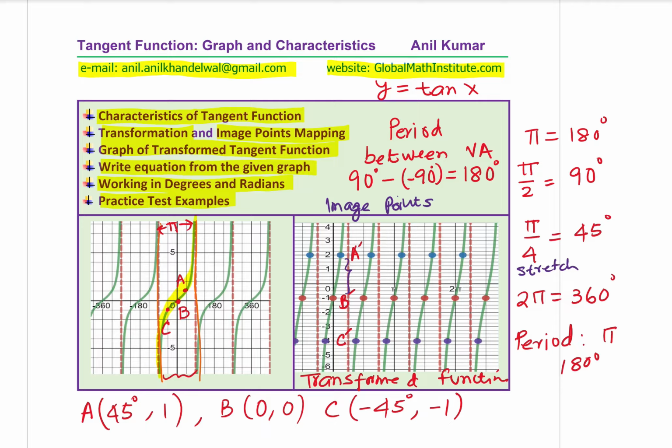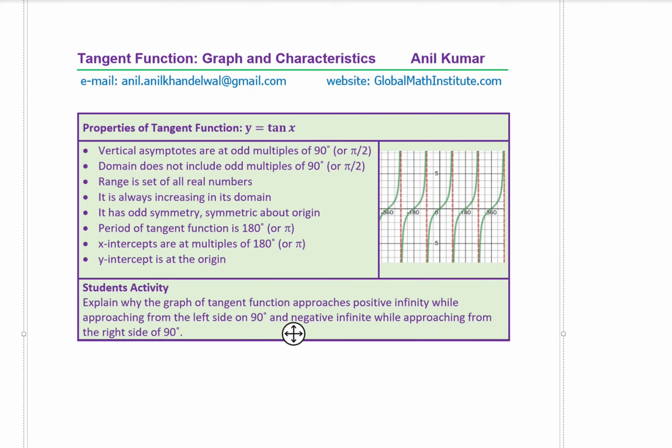So now let's begin and understand the characteristics individually and see how do we exploit them so that we could sketch very easily within no time the graph of tangent function and also write down the equation from the graph. Perfect. Let's begin with the properties themselves. So we'll talk about the properties of tangent function.